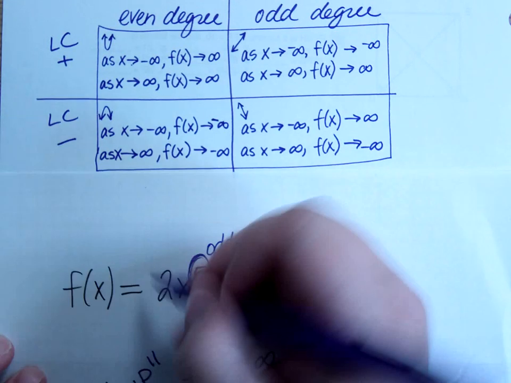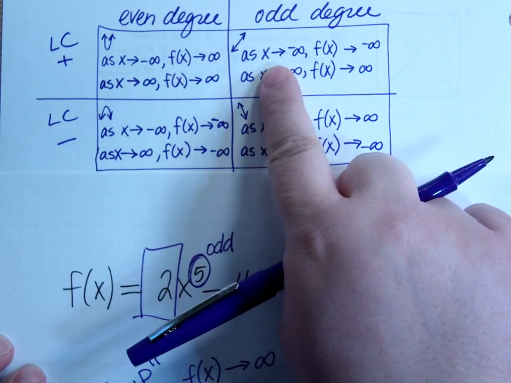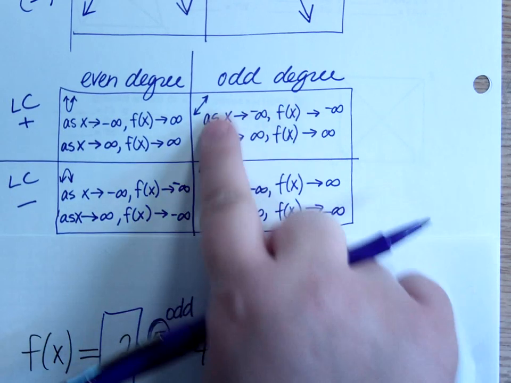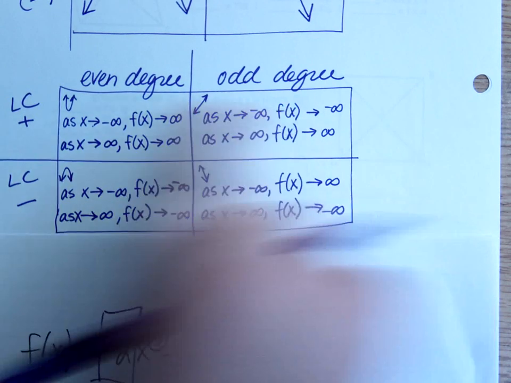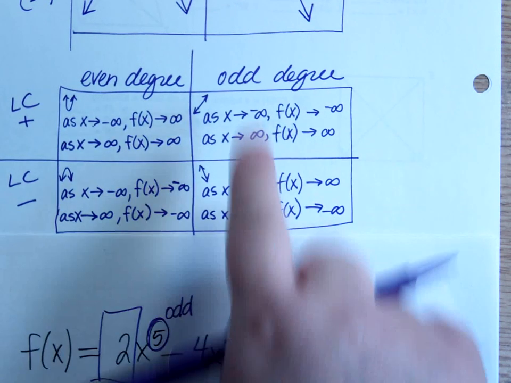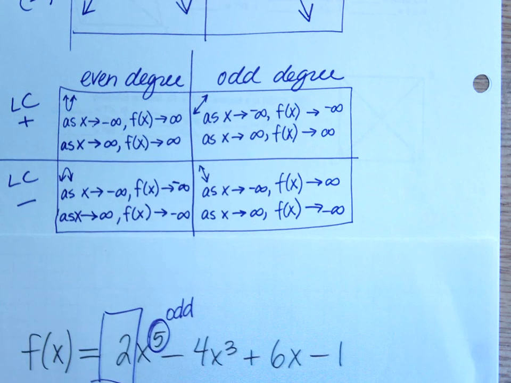The fact that this is positive tells me it's the first one. It's like a line with a positive slope. And for everything that's like a line with a positive slope, odd degree, leading coefficient positive, this is what I say. So that would be my answer. Everything that's in this box would be my answer if I was asked for the end behavior of this polynomial.